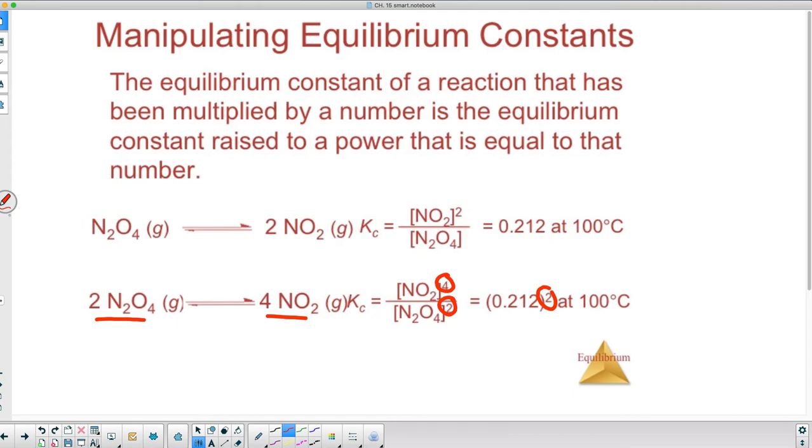When you double an equation so that you have twice the number of N2O4, and you double the amount of product to 4NO2, then what you do is you raise those to the exponents. And that's what happens to the Kc then. Kc is raised to an exponent.